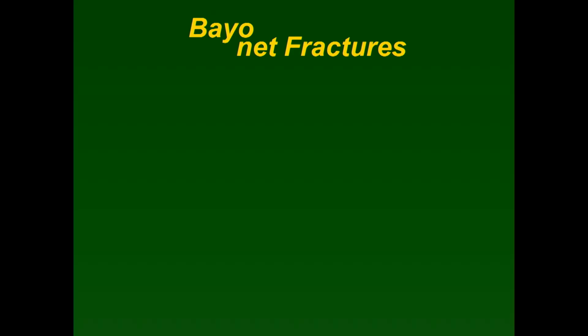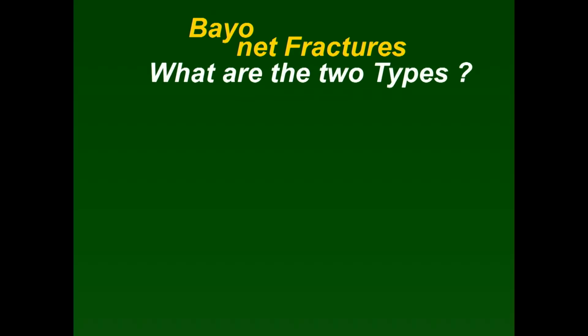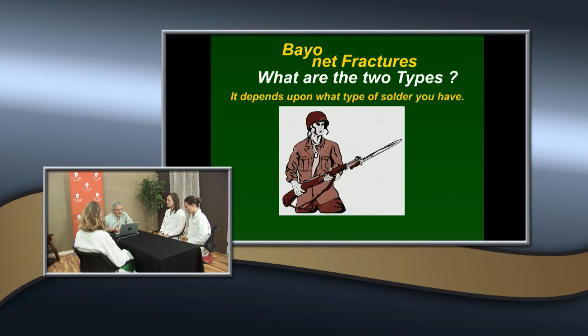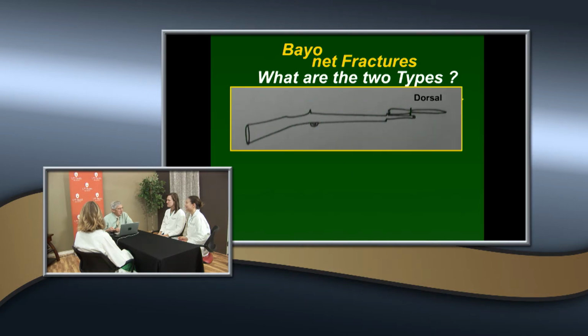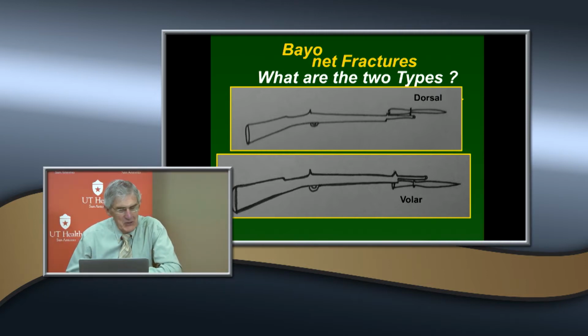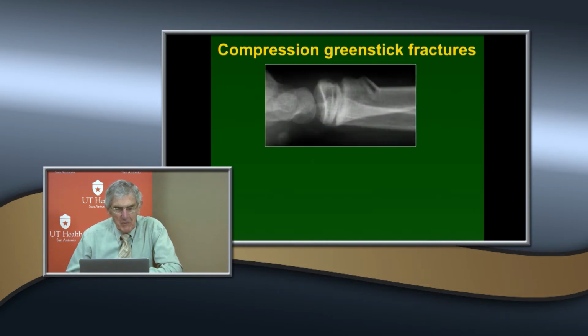So, in bayonet fractures, there are two types. What does it depend on? Well, it depends on what kind of soldier you have. Yeah. So, what kind is this one? Well, this one, either dorsal bayonet or volar bayonet. And I think I looked at soldiers with bayonets, and most of them are volar bayonet. I think it's because if you put it on the dorsum, you can't see the sight when you're shooting at a long distance.